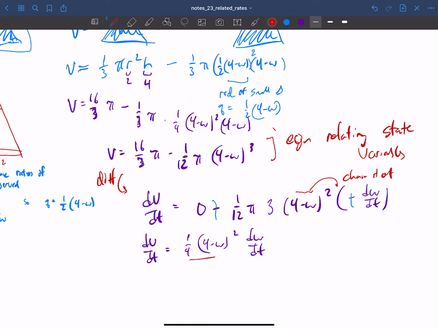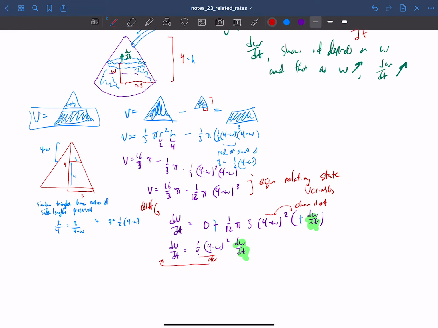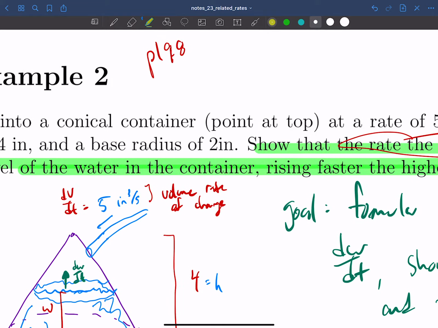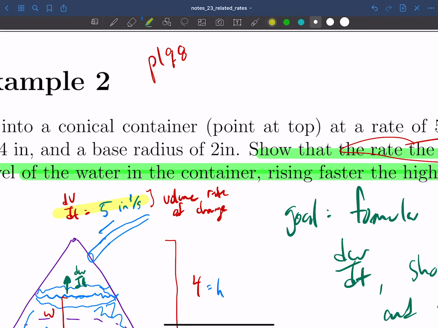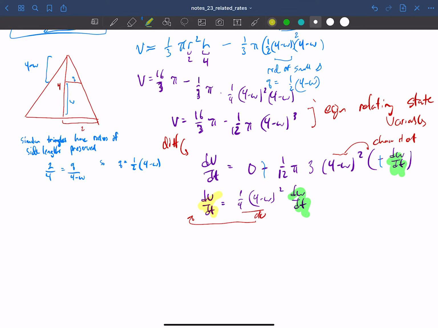And now let's divide it and put it over here, because we're solving for our unknown that we wanted, dw dt. That's our unknown that we want. We want a formula for it. And check it out, because we have a lot of things going on here. I want to remind you that we were given dv dt. That was given. That's 5. So this dv dt right here is given. That's equal to 5.